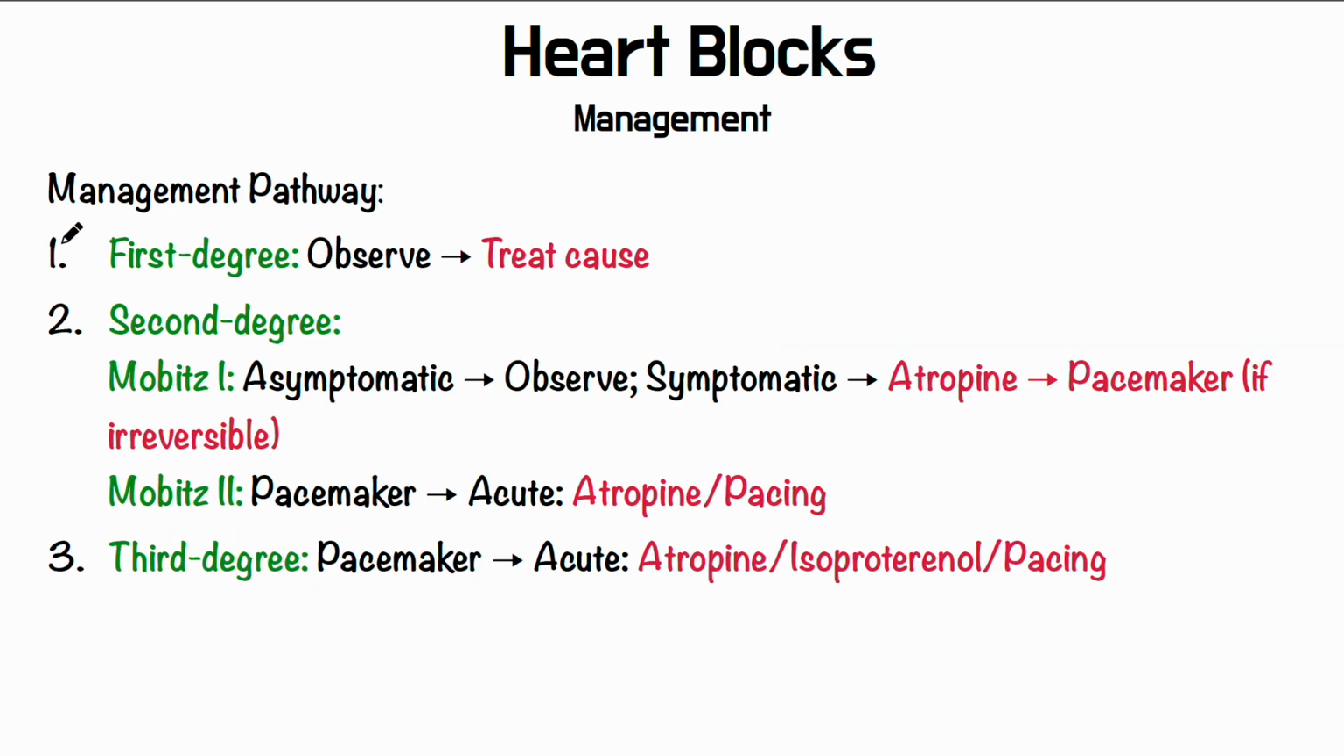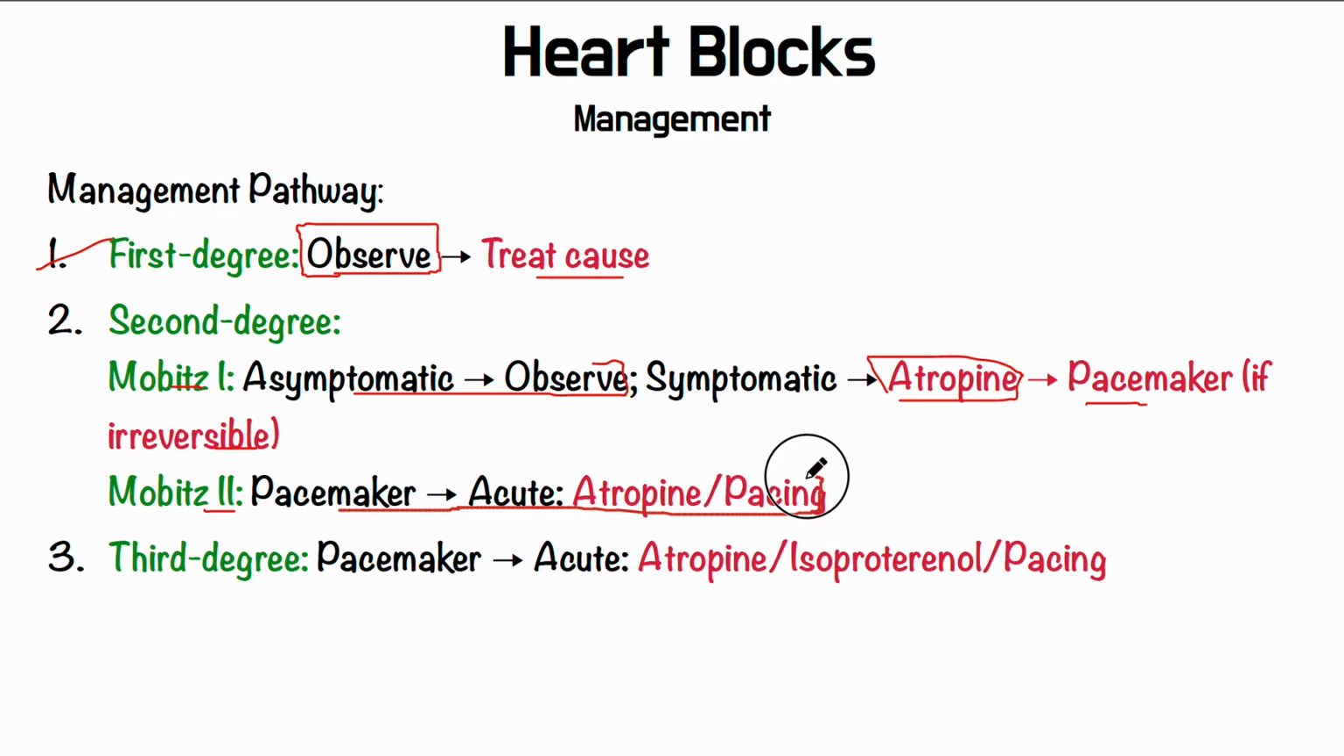So the management pathway: in first degree, we only observe, and if it has a high probability of turning into second degree, then we treat the cause. In second degree, there are Mobitz I and Mobitz II. In asymptomatic cases, we only observe. In symptomatic cases, we give atropine and also a pacemaker if it is irreversible. In Mobitz type II, a pacemaker is given, and in acute cases, we give atropine or pacing. Third degree is the same: pacemaker, and in acute cases, atropine or isoproterenol and pacing. So that is how we complete our heart blocks.